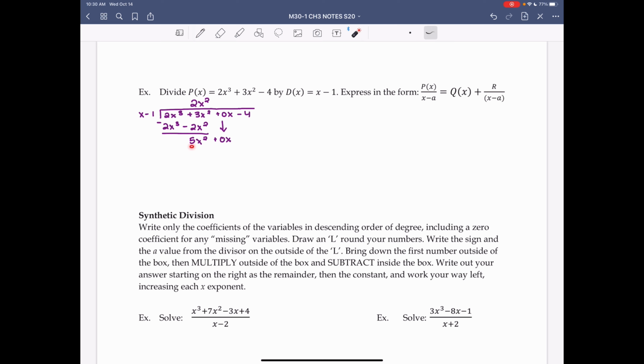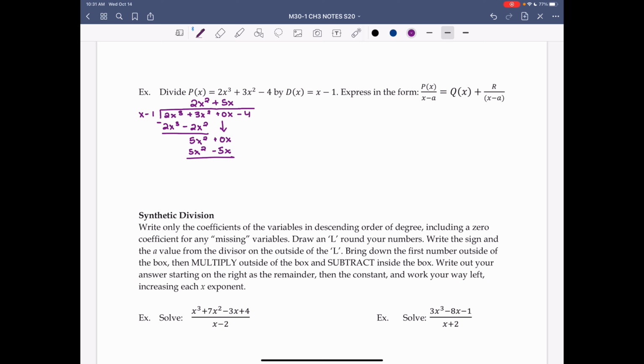Looking at the first term in this binomial, 5x squared plus 0x, so 5x squared. When we divide that by x, what are we left with? We would have 5x, so that becomes the next term in our quotient, plus 5x. Then we multiply that term by our divisor, x minus 1, and we write our answer below. We get 5x squared, and then 5x times negative 1 is negative 5x.